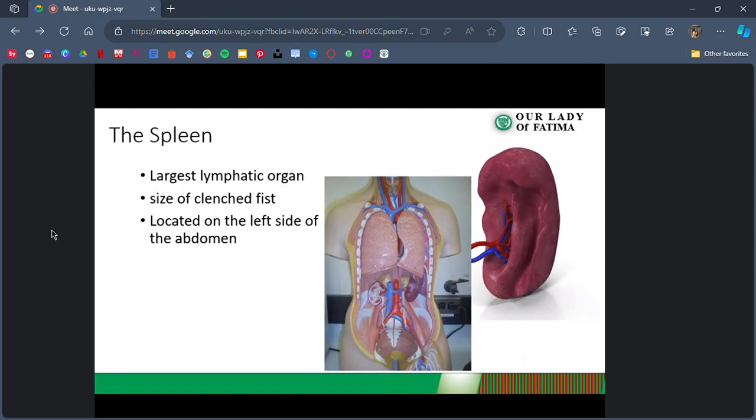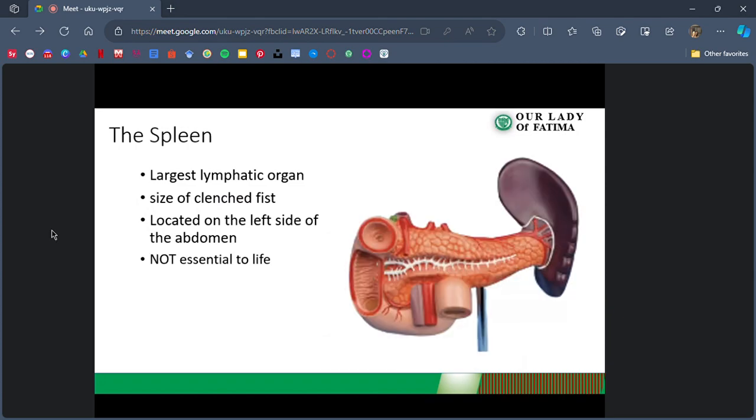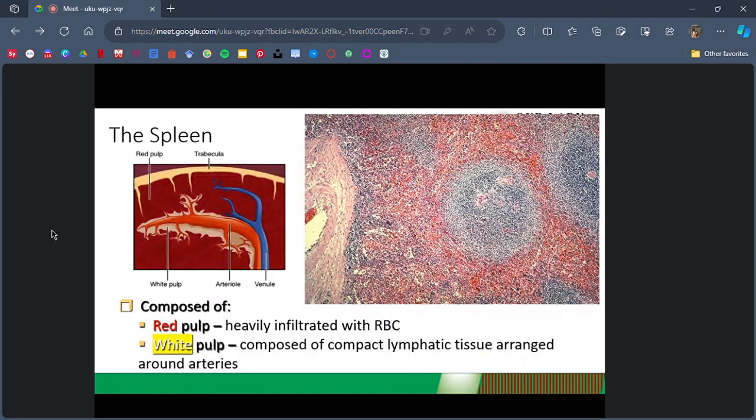Next is the largest lymphoid organ known as the spleen, which measures about the size of a fist. It is located on the left side of the upper abdomen, just underneath the diaphragm, near the tail of the pancreas. This organ is not essential to life. It is composed of a red pulp that is known as the graveyard for aged and defective blood cells, especially the red blood cells, and a white pulp composed of dense lymphatic tissues arranged around arteries.